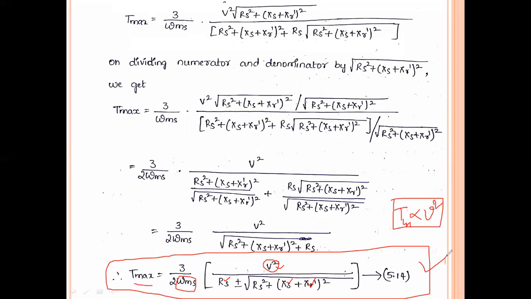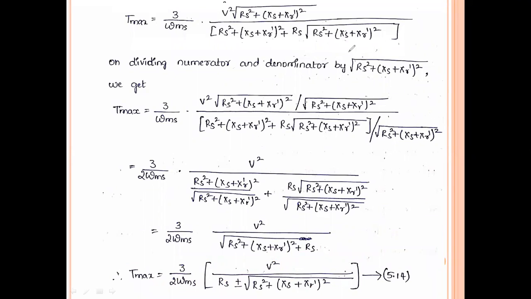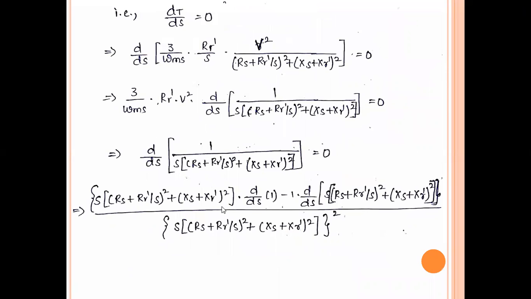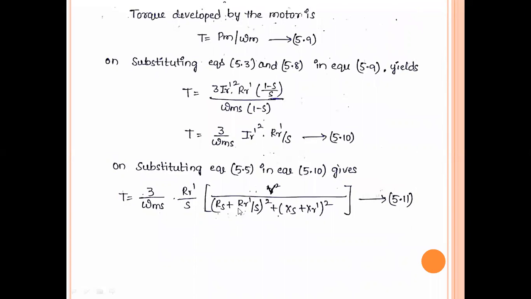So this expression is very important for working with induction motors, particularly for controlling the induction motor with the help of stator voltage. Now we have the expression in terms of stator voltage, directly proportional to its square. This is equation 5.14, which describes maximum torque. Similarly, equation 5.11 we have already derived as the final torque expression.